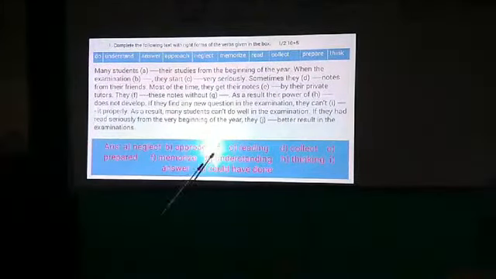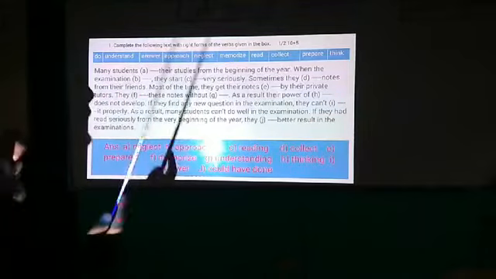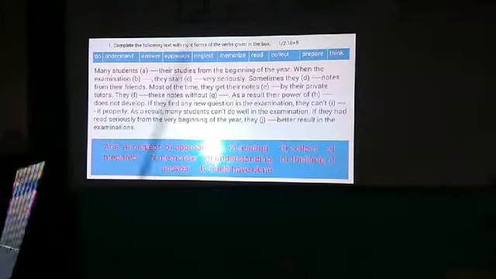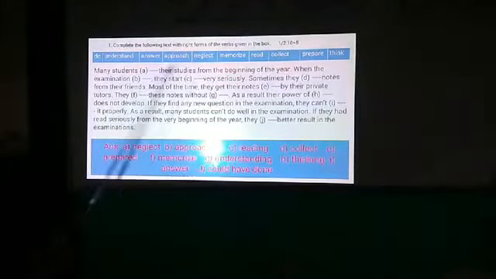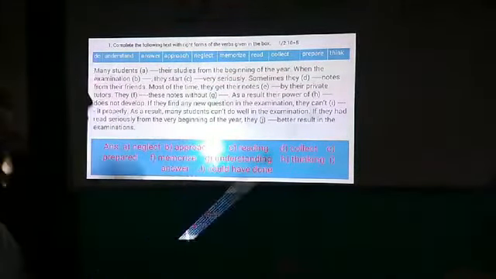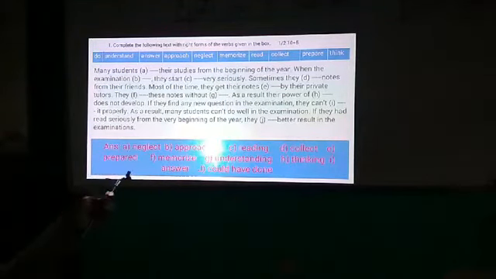Now how can I identify in which gaps the verbs will be finite and in which gaps the verbs will be non-finite? So my techniques, what I told you, will help me to identify whether the verb will be finite or non-finite. How interesting it is. Just go through the passage, please.